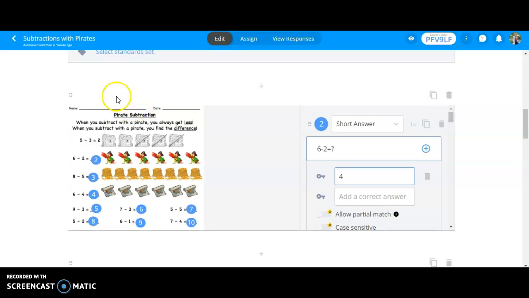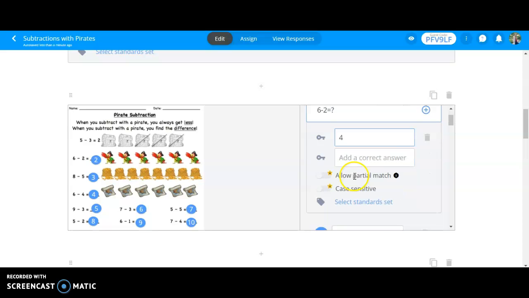The first thing we should have done is looked at our example. 5 minus 3 equals 2. We saw that they took away 3 of the 5 chests. For the next one, you would do the same thing with the pirates. You have 6, so you need to take away 2. 1, 2. Now how many do you have? You have 4 pirates. That should have been the answer you left for question 2. 6 minus 2 equals 4.